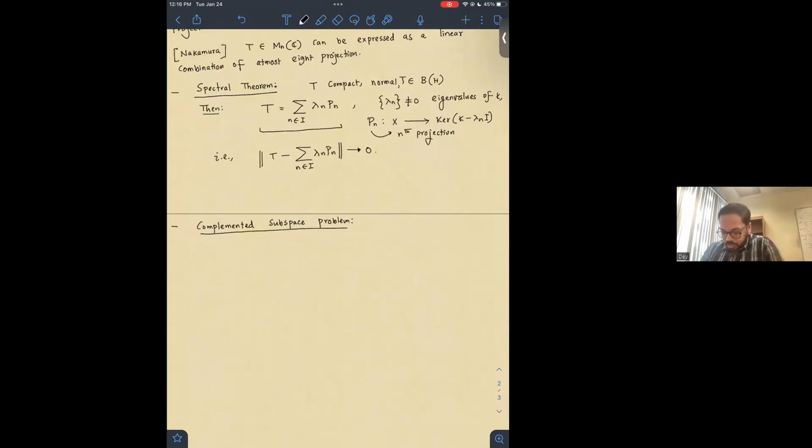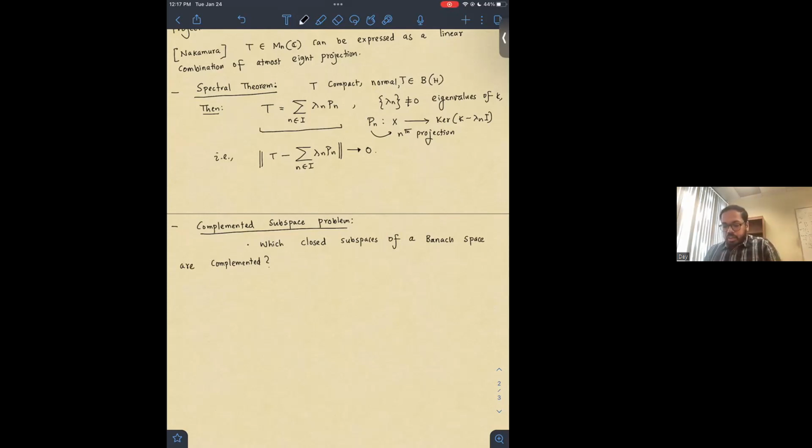For example, this is the question: which closed subspaces of a Banach space are complemented? This is a very important question that was around for a long time. It's not solved yet, but there have been examples for which you have a complemented subspace, and there are examples where you do not have complemented subspaces.